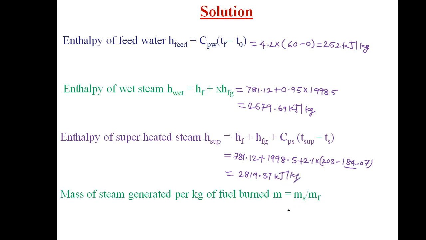Then the mass of steam generated per kg of fuel burned. The mass of steam produced is 5000 kg per hour, whereas the mass of fuel burned, which is given in the problem, is 460 kg. On simplification, we get it as 10.869 kg of steam per kg of fuel.